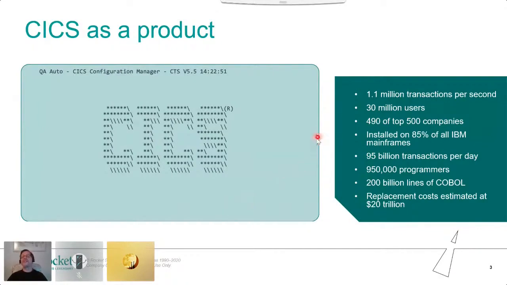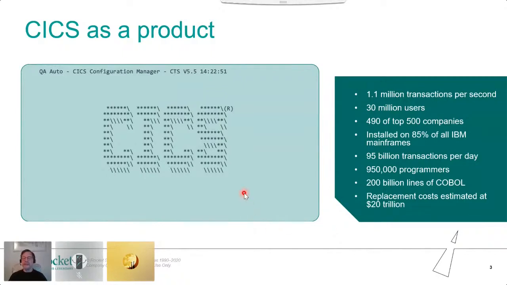So there are some stats on the right-hand side over here. I can't tell you how many of these are still accurate because it depends over time when I've added or removed them. But certain things I can point out, and that is there's a huge percentage of IBM mainframes that still run CICS. It runs almost 100 billion transactions a day. There's many, many programmers that know CICS, although less and less, which is why we're here. And there's at least 200 billion lines of COBOL. The replacement costs are probably more than $20 trillion today, if you include inflation, even with people getting off CICS.